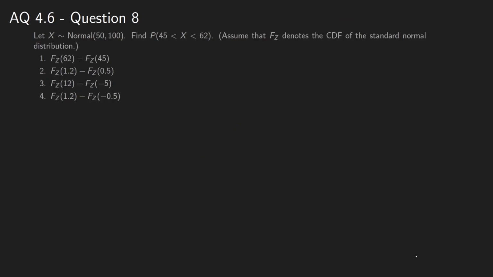In question number 8, we have been given a random variable x which follows a normal distribution with mu equals 50 and sigma squared is equal to 100. We have to find the probability that x will take values in the range 45 and 62. So x is a normal distribution with mu equals 50 and sigma squared is equal to 100. And we have to find out this probability, x taking values in the range 45 and 62.